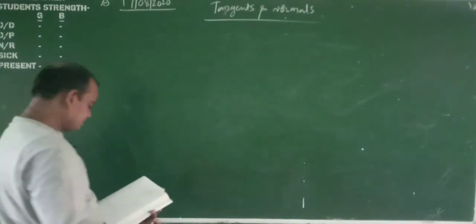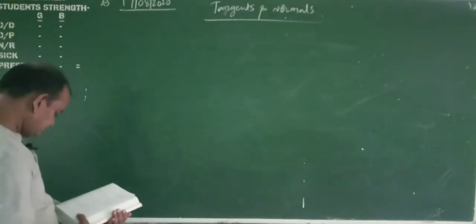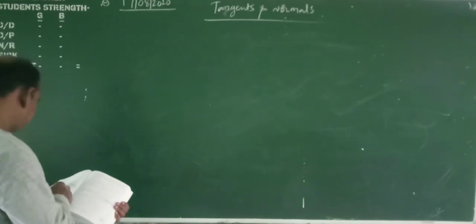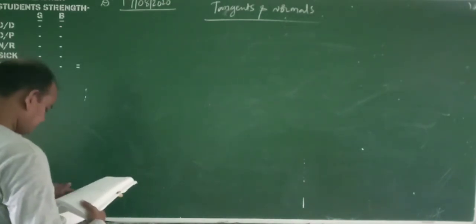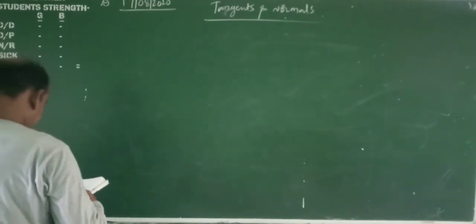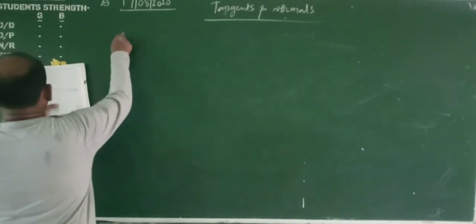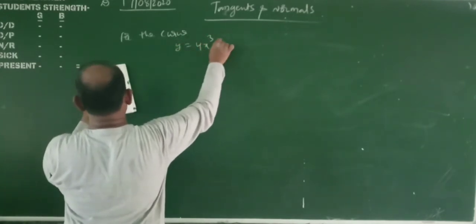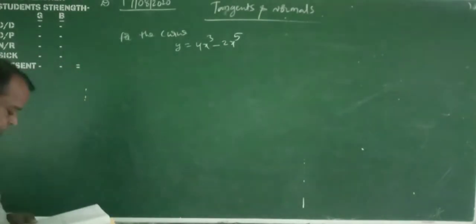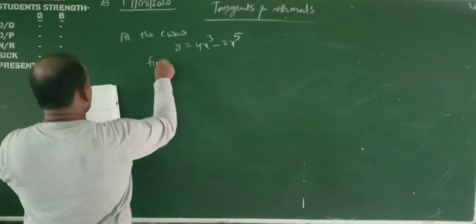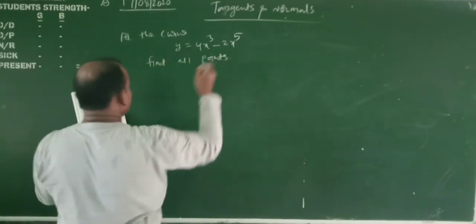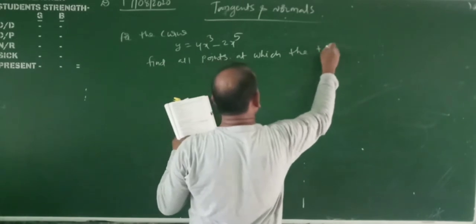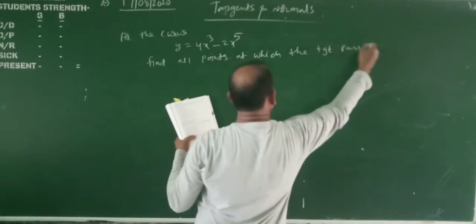Find the equation of, for the curve y = 4x^3 - 2x^5, find all points at which the tangent passes through the origin.